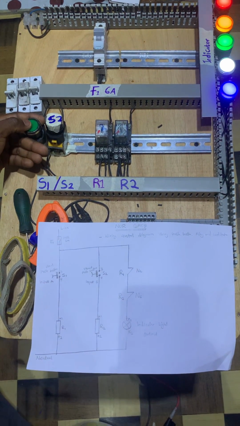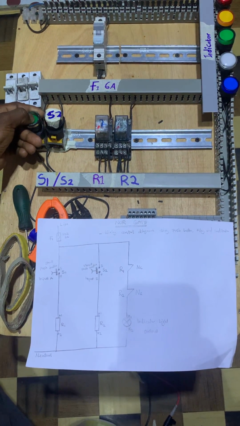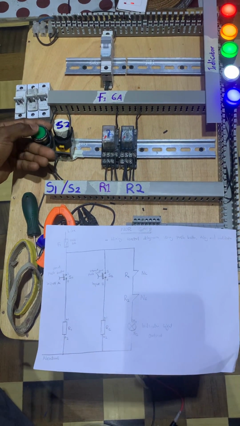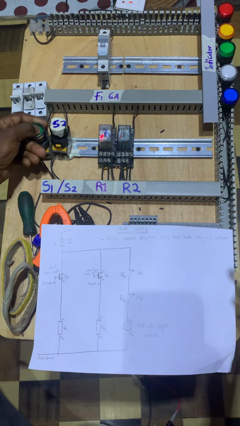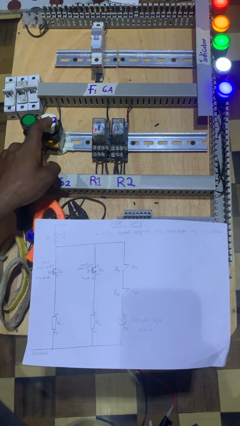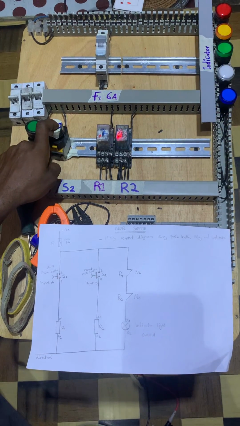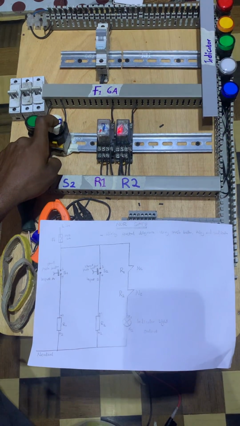So as I give an input of 1, which is input A, the output is 0. You see, I give 1 as input, then 0 as an output. I'll do the same thing to S2. The same thing. Then you see that the second relay energizes. You see how it goes.